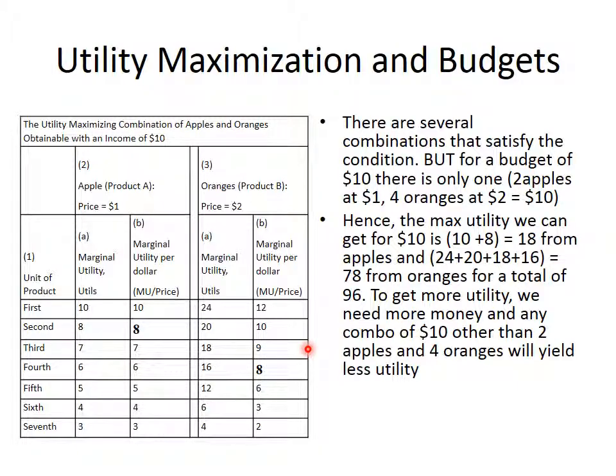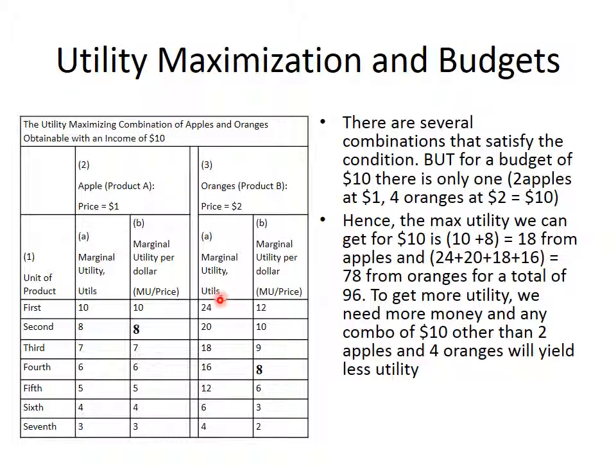Now let's look at an example, and this is an example that's drawn from the book. Let's say we have two products, apples and oranges. The price of an apple is $1. The price of oranges is $2. Here's our marginal utility, and this is our marginal utility per dollar. It's not difficult to derive. You divide the marginal utility by the price of the product. Which is to say a marginal utility of 10 divided by $1, we get a marginal utility per dollar of 10. We do the same thing over here with oranges.